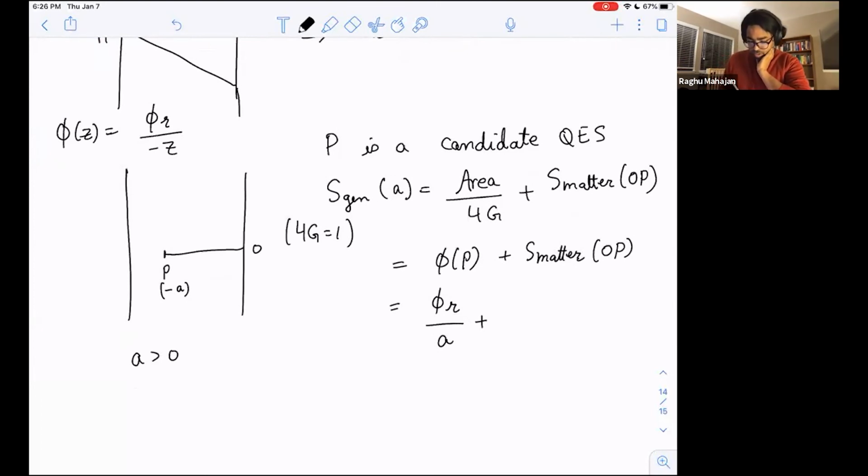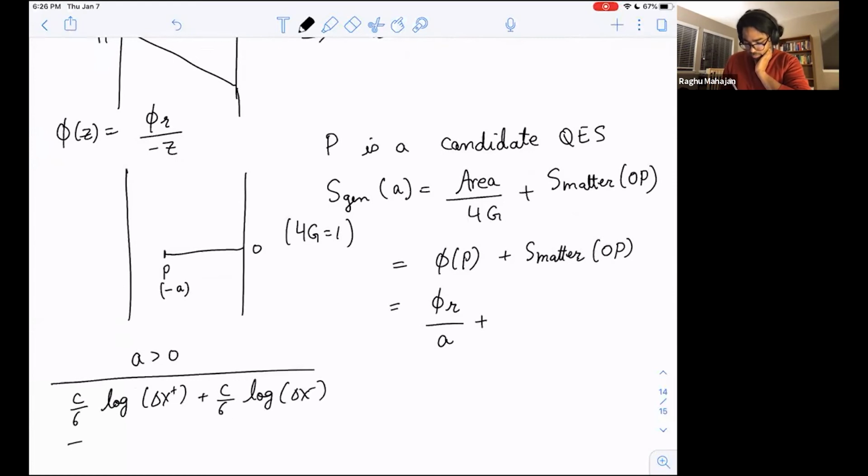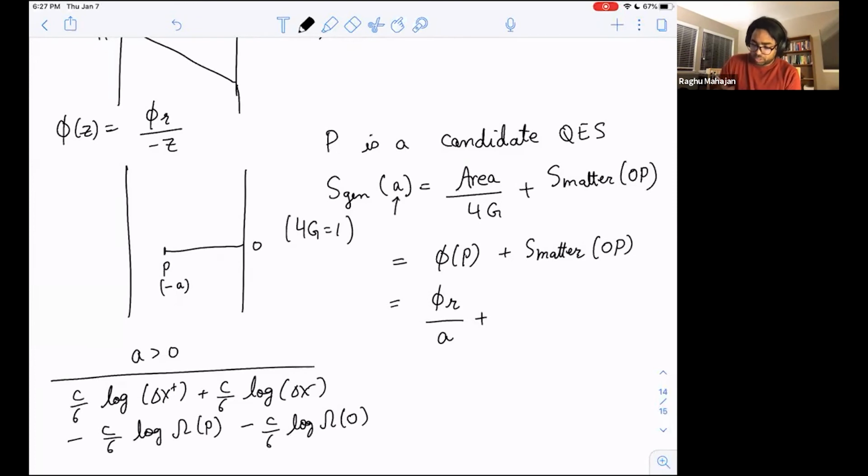Let's remember our master formula from before. We had c/6 log of delta x plus, c/6 log of delta x minus, minus c/6 log of omega at point P, minus c/6 log of omega now at the point 0, right? But this point 0 is not, we are going to do a derivative with respect to a, right? So this does not depend on a. The only thing that depends on a is this P. So this piece we can just drop. It doesn't matter for the extremization.